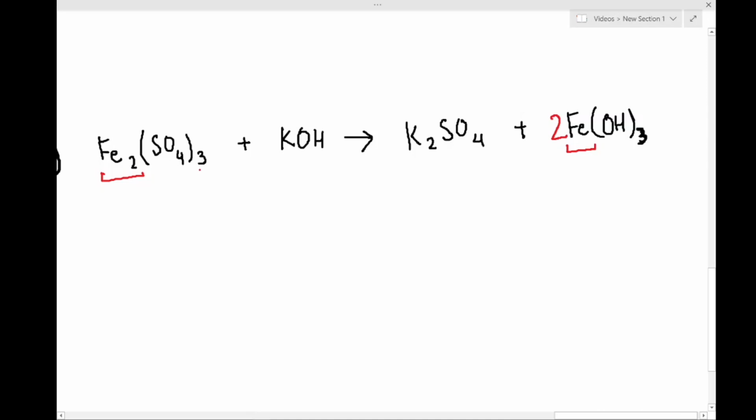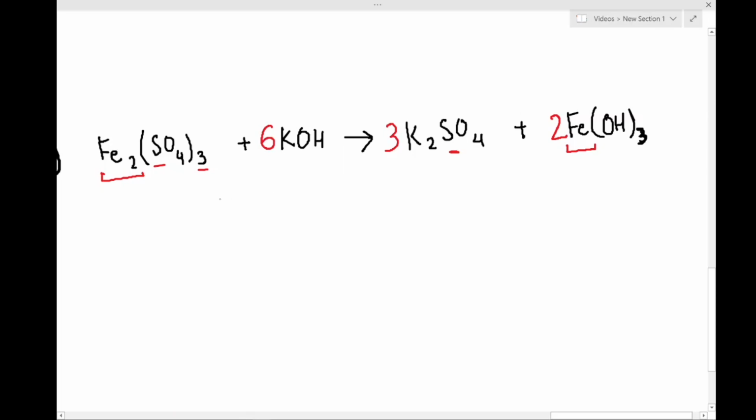So now over here we have 3 sulfurs, and over here we only have 1. So what I can do is balance this by adding a 3 here. That seems to be the simplest way forward. Now what I'm left with is to balance my potassium atoms. Over here I have 6 potassium atoms, but over here I only have 1. So I'm just going to add the coefficient of 6 here.